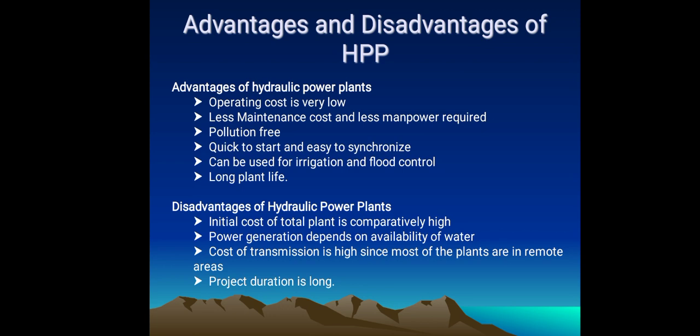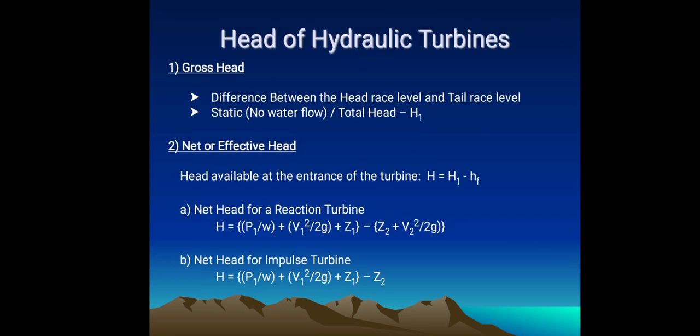Disadvantages of hydropower plants. The initial cost of the total power plant is comparatively high when compared with other power plants. Power generation depends upon the availability of water. Cost of transmission is high since most of the plants are in remote areas. Project duration is very long.